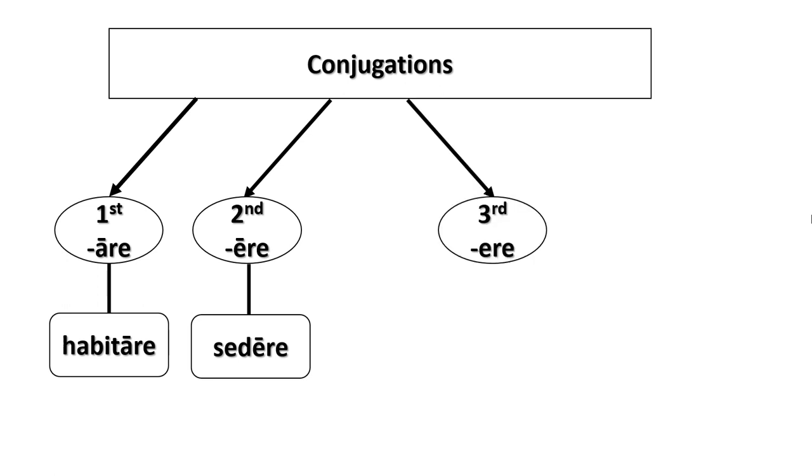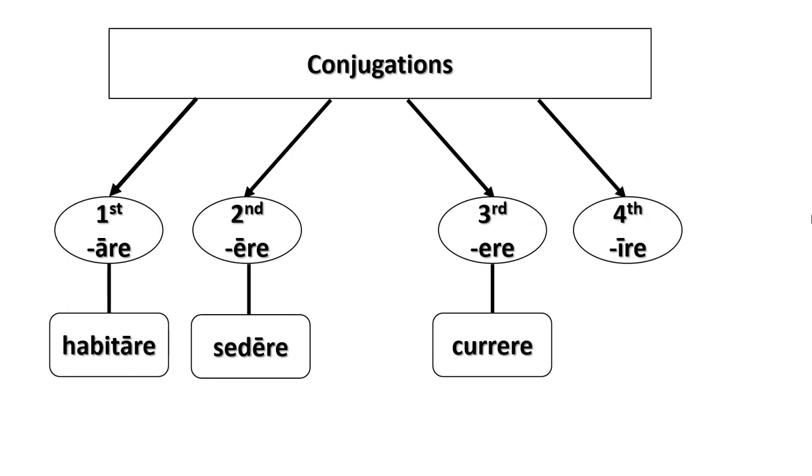If the second principal part ends in an ERE without the long mark, we would call this third conjugation. An example, curare. Now I want you to pay close attention to the difference between the second conjugation and the third. Notice the second conjugation has a long mark over the E, and the third conjugation does not have a long mark over the E.